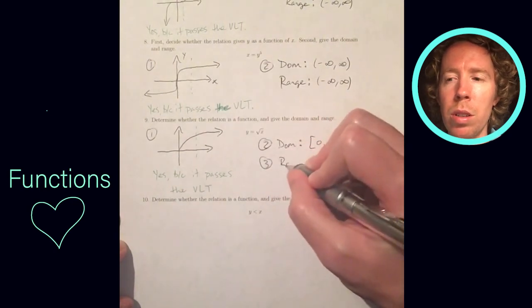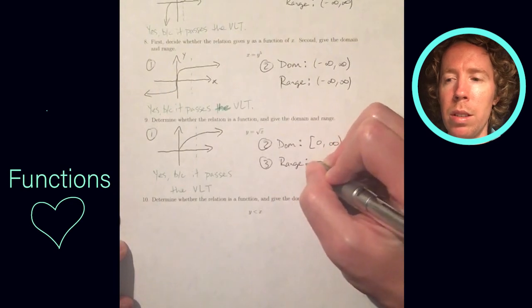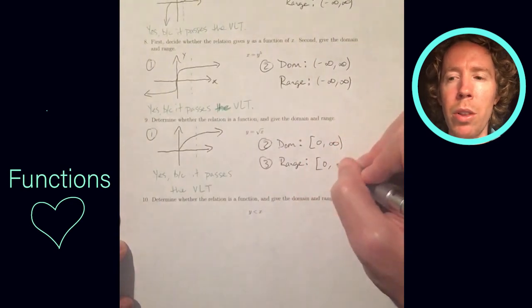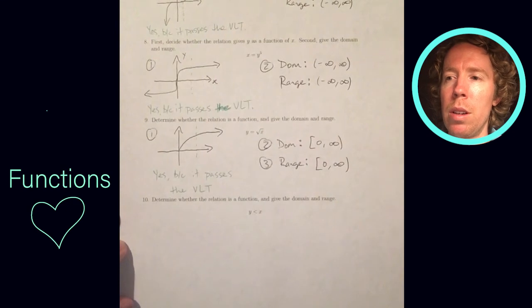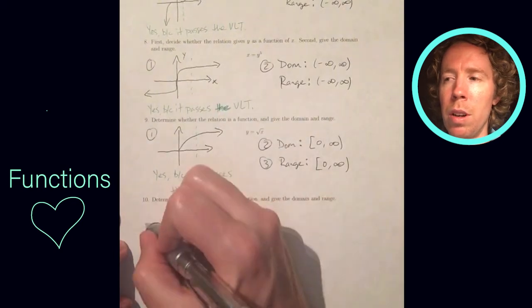The range also starts at 0 because the smallest y value on the graph is 0. And that will include 0. So the range is also 0 to infinity.